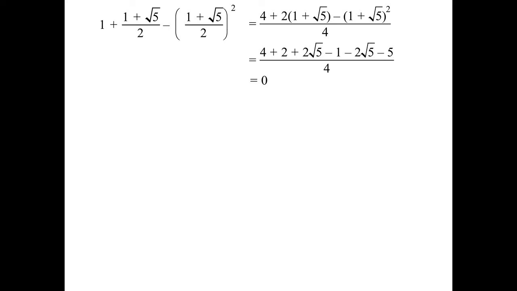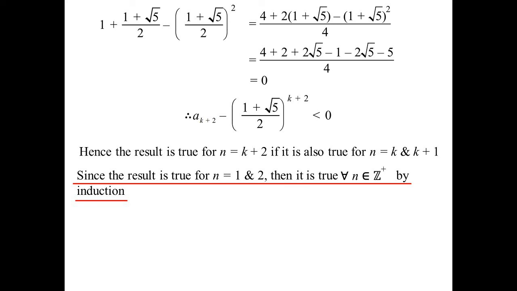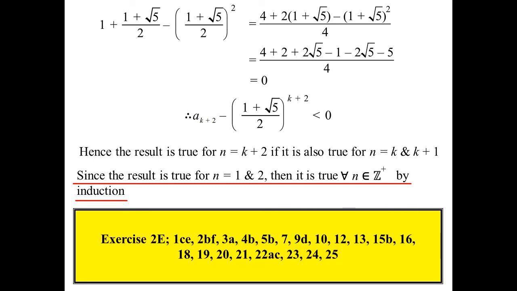So whilst I was hoping for a negative number, 0 is fine as well, because remember we're just trying to show it's less than or equal to 0. And so, yep, that means it is. Hence, our result is true for k plus 2 if it's true for k and k plus 1. But because we know it's true for 1 and 2, then it must be true for 3, 4, and 5, and so on. All right, the fun of induction.